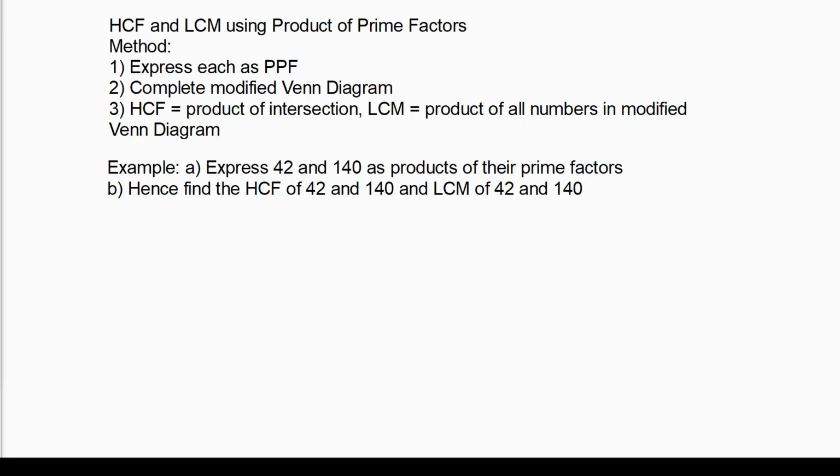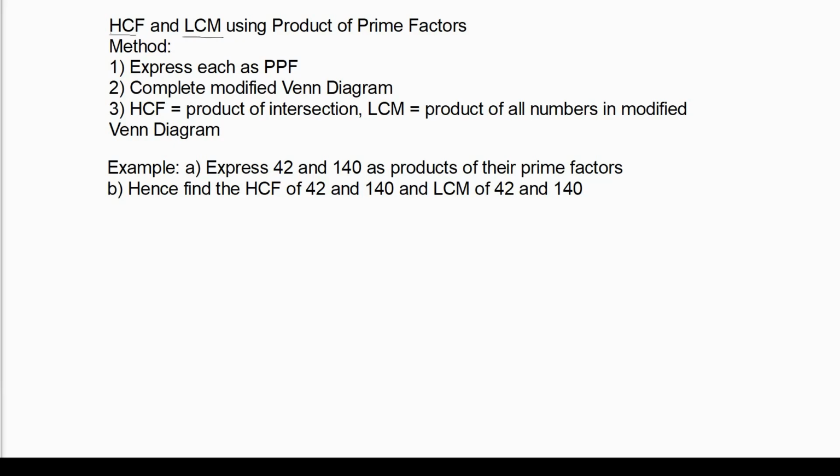In this video, we're going to apply what we've learned about product of prime factors in order to work out a good method for working out the highest common factor and lowest common multiple of a pair of numbers. Now, we've learned how to do this already by listing factors and by listing multiples, but this method is much more efficient when we have large numbers.